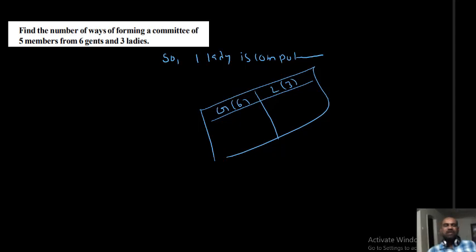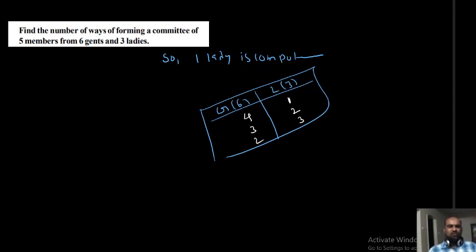We want to make a committee of 5 members. With a lady compulsory: 1 lady and 4 gentlemen, I can make a committee, 4 plus 1 is 5. 2 ladies and 3 gentlemen. 3 ladies and 2 gentlemen. I can't make a committee with 4 ladies because only 3 ladies are there. Okay, so how to write the answer?